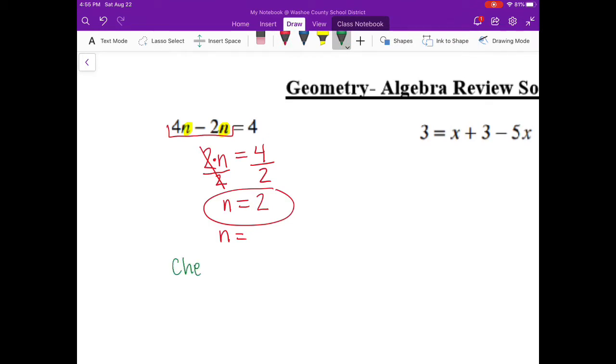Here's how you can check your answer if you want to double check that it does work. So we're going to substitute the answer back into the equation and see if it simplifies to equal 4. So 4 times 2 is 8 minus 2 times 2 is 4. 8 minus 4 is 4. Therefore, I know I did it correctly. Okay, it satisfies the equation.